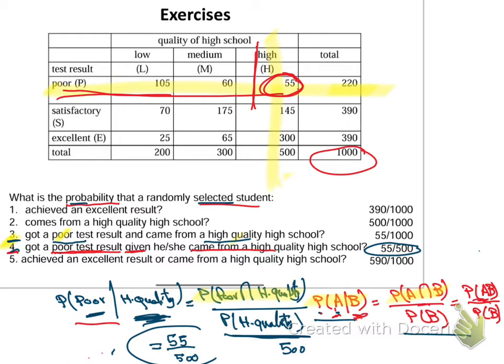Okay, divided by the probability of B, not the overall, not the total. So it will be the probability of poor intersect high quality, the same one, 55, but in the denominator we'll have the probability of the high quality only, not the total number. This is the formula: probability of the high quality, which will be 500. So here it will be 55 divided by 500.